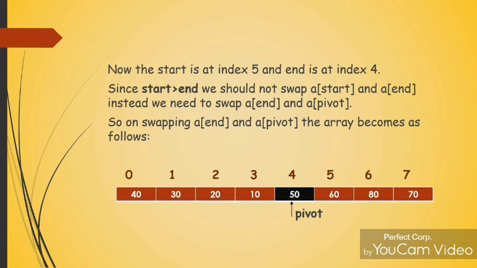Since start is greater than end, we should not swap A of start and A of end. Instead, we need to swap A of end and A of pivot. So on swapping A of end and A of pivot, the array becomes as follows: 40, 30, 20, 10, 50, 60, 80 and 70.